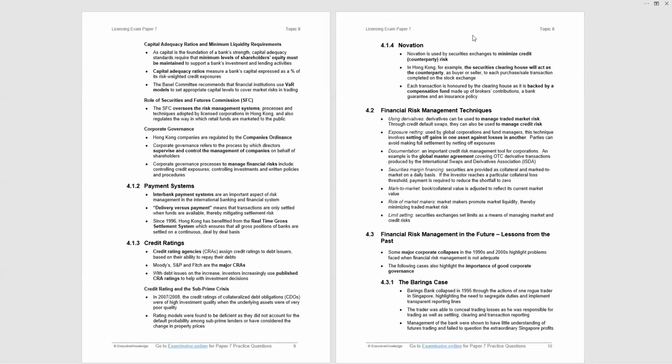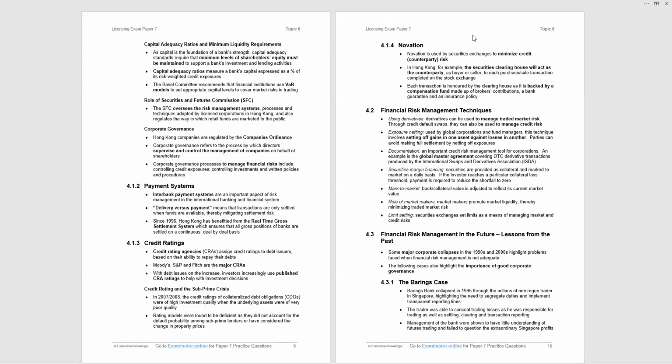The role of market makers provides liquidity in the market. We're told minimizing traded market risk. And limit setting, well, that's just setting limits with regard to market and credit risks.